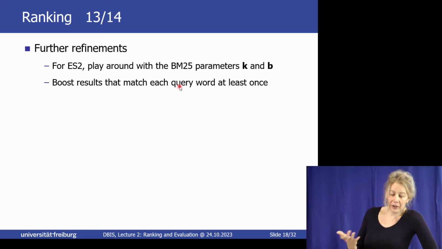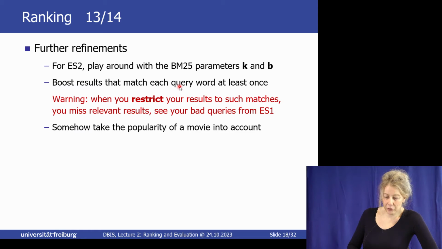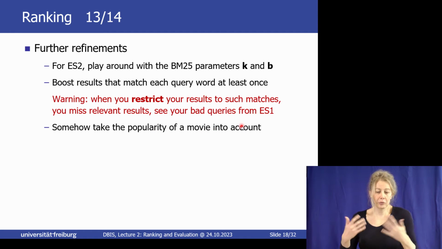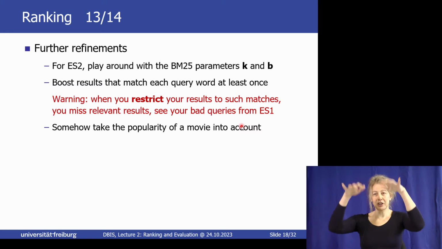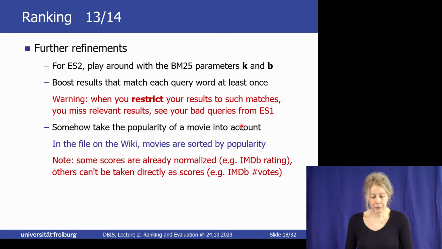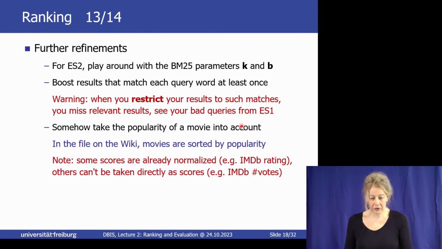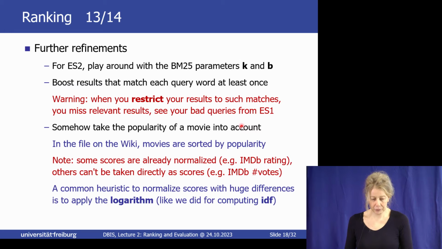There are other ways to modify the score. You could also take the popularity of a movie into account, which you kind of already did for the first sheet, just by the way that the more popular movies are at the top.